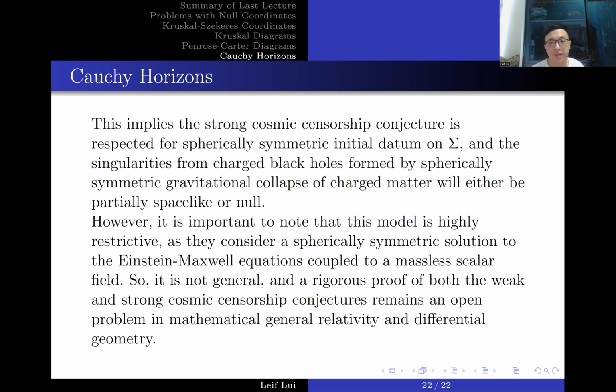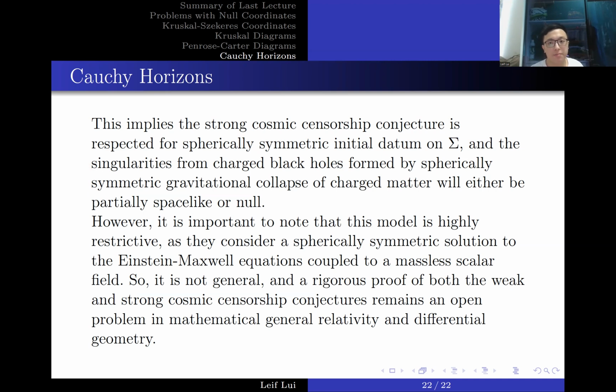However, it is important to note that this model is highly restrictive, as they only consider a spherically symmetric solution to the Einstein-Maxwell equations coupled to massless scalar fields. If you invoke something like massive scalar fields, this could not be true. So in general, a rigorous proof for both the weak and strong cosmic censorship conjecture remains an open problem in mathematical general relativity and differential geometry.